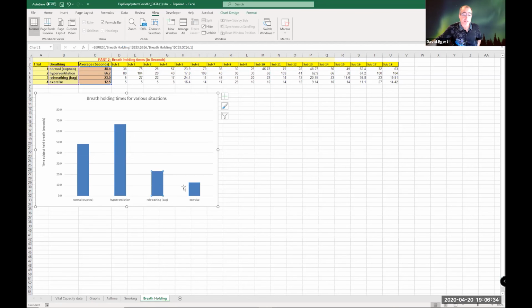Rebreathing in the bag and exercise, obviously you're going to get really low times for holding because of the really quick buildup to that critical level of CO2. So for your write-up for part 2, explain why this data makes sense, and then also see how your personal experience compares to the group results. I will repair this data sheet, figure out what's wrong with it, and get it uploaded as soon as we're done with class today.